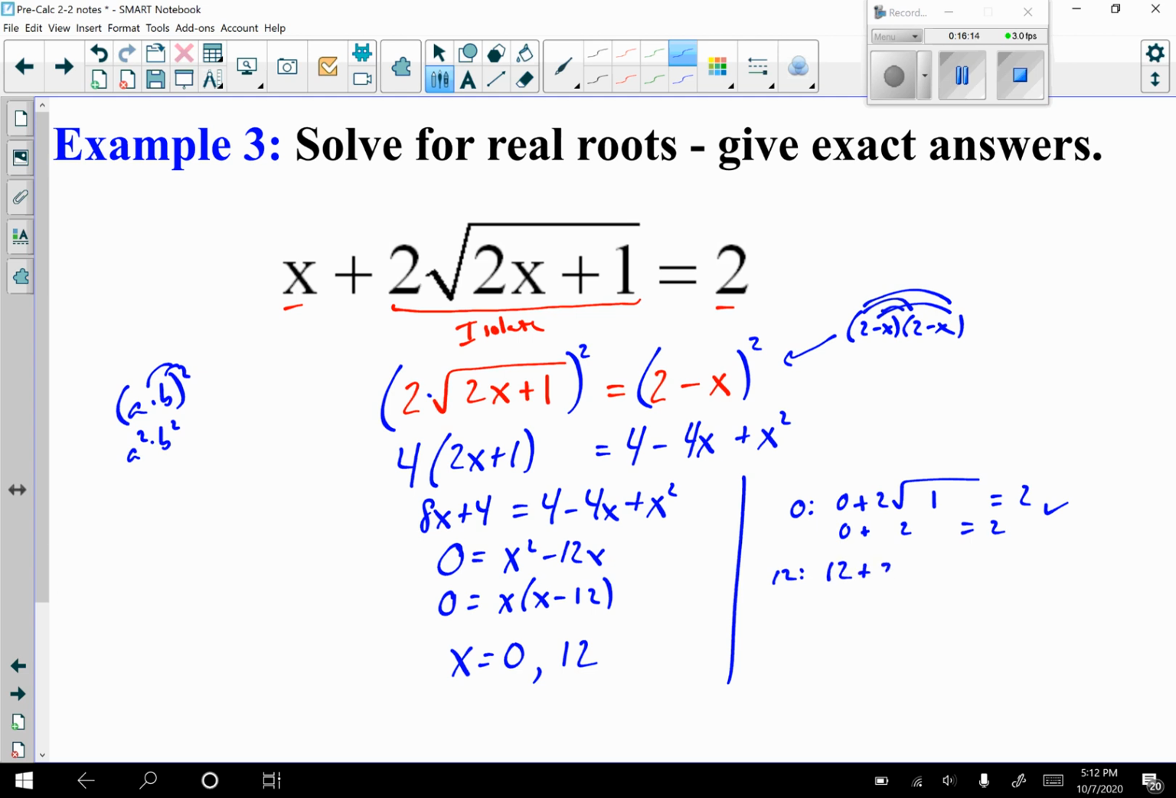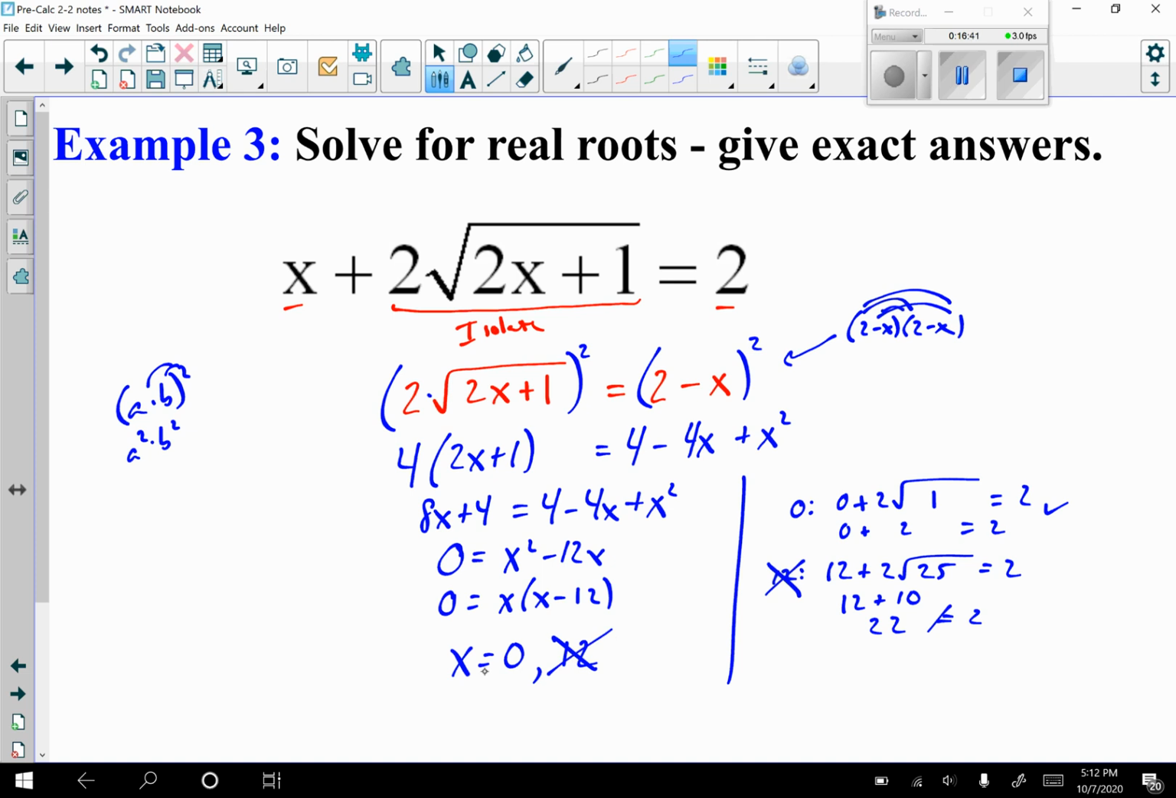0 is a solution. Look what happens with 12. 12 plus the square root of 25, since 2 times 12 and 1 is 25. Does that equal 2? Take a look at that. That's not 2. That's 12 plus 10. 2 times 5 is 22. It does not equal 2. 12 is not an actual solution. We didn't do anything wrong. You just have to pay attention for those. Remember, that's called an extraneous solution. It means it's not a solution.